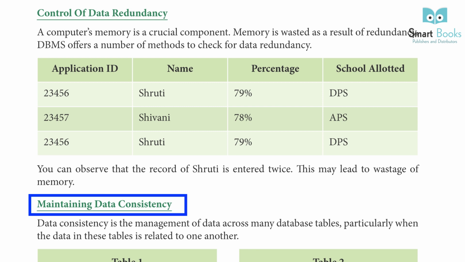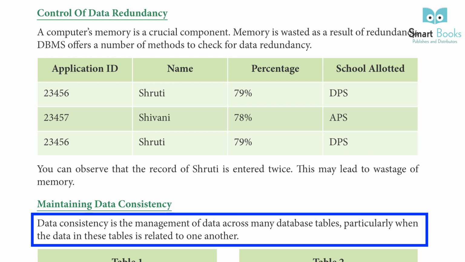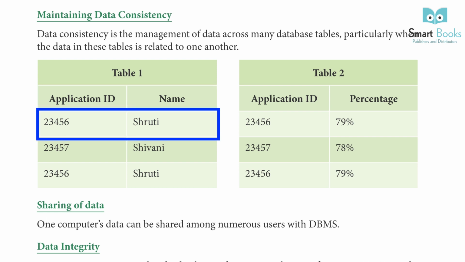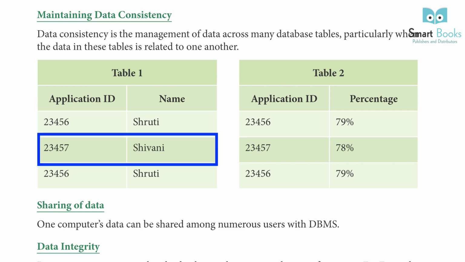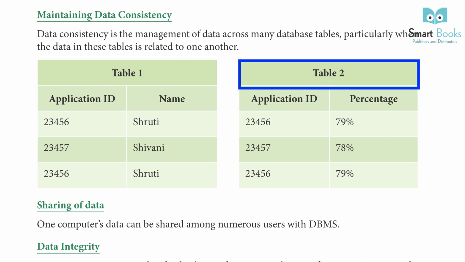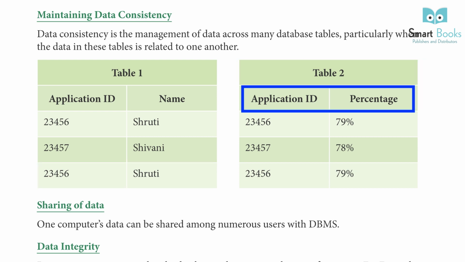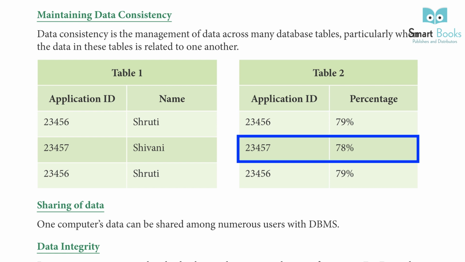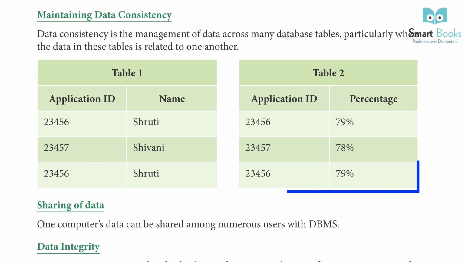Maintaining data consistency. Data consistency is the management of data across many database tables, particularly when the data in these tables is related to one another. Table 1: Application ID, name. 2, 3, 4, 5, 6, Shruti. 2, 3, 4, 5, 7, Shivani. 2, 3, 4, 5, 6, Shruti. Table 2: Application ID, percentage. 2, 3, 4, 5, 6, 79%. 2, 3, 4, 5, 7, 78%. 2, 3, 4, 5, 6, 79%.